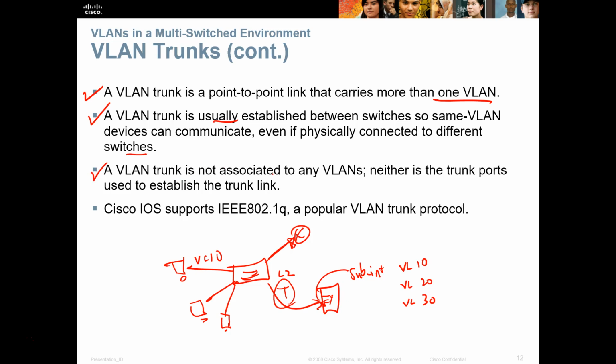Third bullet, a VLAN trunk is not associated with any VLANs. Neither is the trunk port used to establish a trunk link. So it's not on a specific VLAN, it carries traffic for all VLANs between switches or to a server. Cisco IOS supports 802.1Q, a popular VLAN trunking protocol. So you need to know 802.1Q is a frame tagging method for trunk links. Frame tagging for trunks.